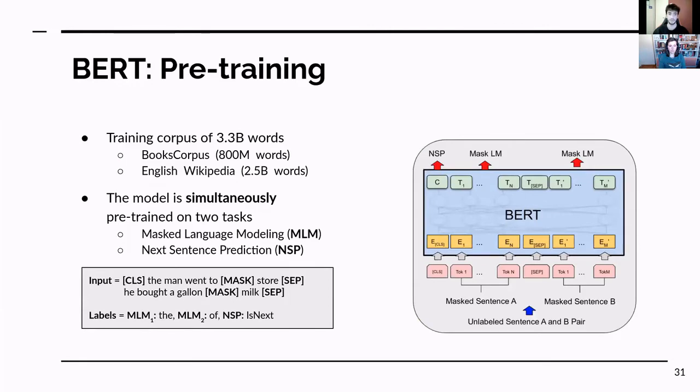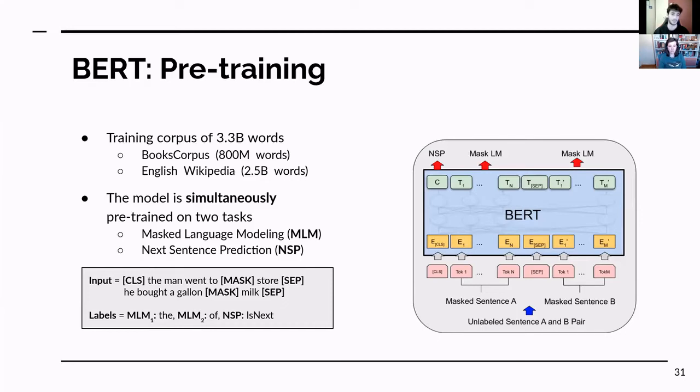BERT is pre-trained on a very large training corpus of almost 3.5 billion words. And it is trained simultaneously on two tasks. The first is the masked language modeling task, in which we mask out certain words of the input, and we ask BERT to predict which words are missing. And the second is the next sentence prediction task, in which we give two sentences and we ask BERT to predict whether the second sentence is the next sentence from the first.